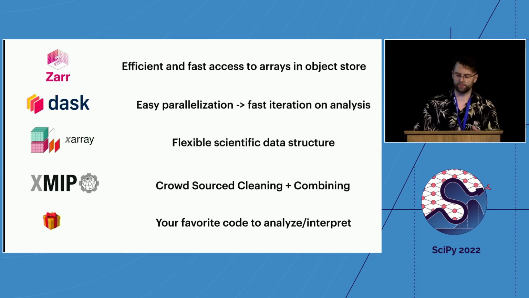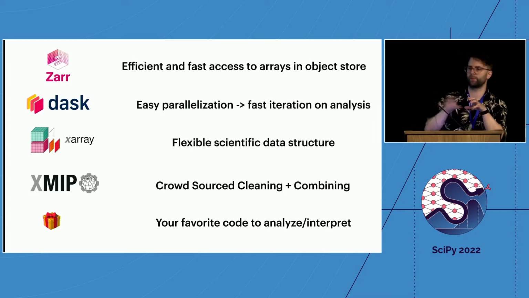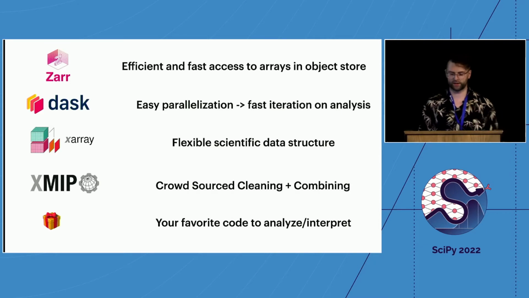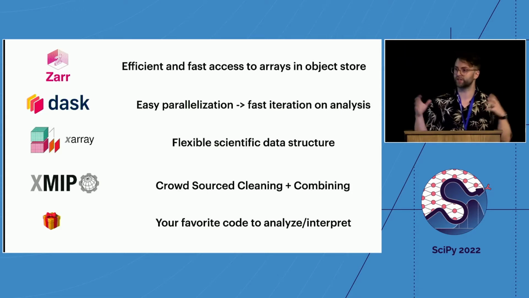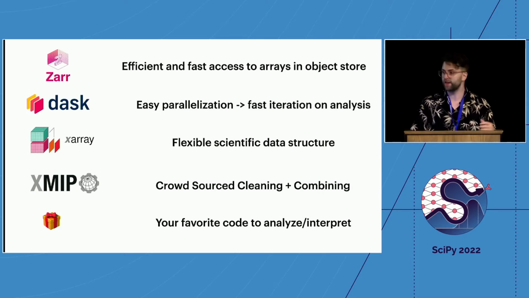And then in the middle is Xarray, the flexible scientific data structure that enables a lot of other packages to plug into that. One of these packages is xMIP. That's basically my attempt to do crowdsourced cleaning and combining of this specific dataset, these large model intercomparison projects. And then when it comes to the analysis, then you're open. There are many amazing packages in the Pangeo stack that you can plug into these things because they all work with Xarray datasets.